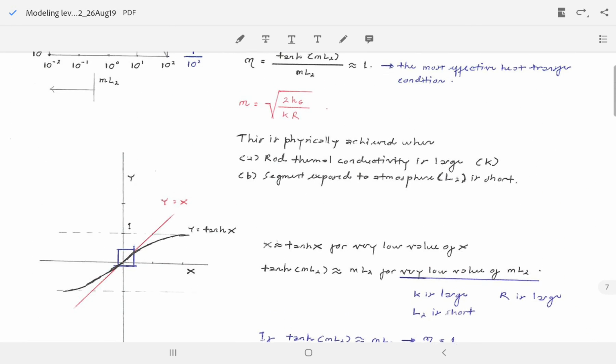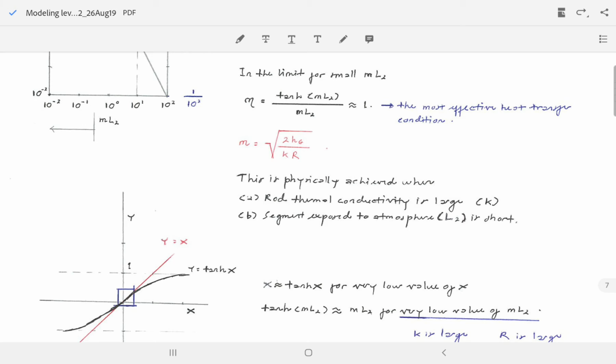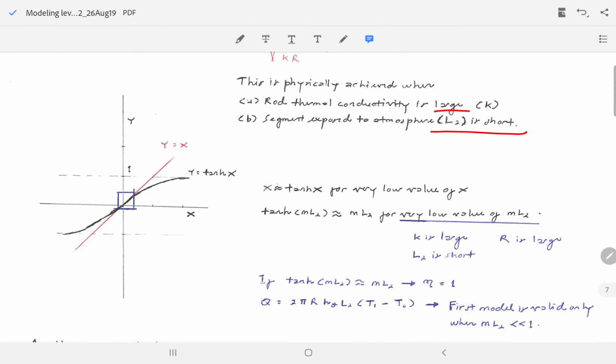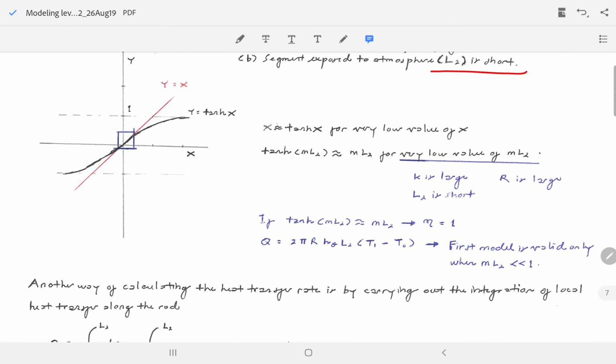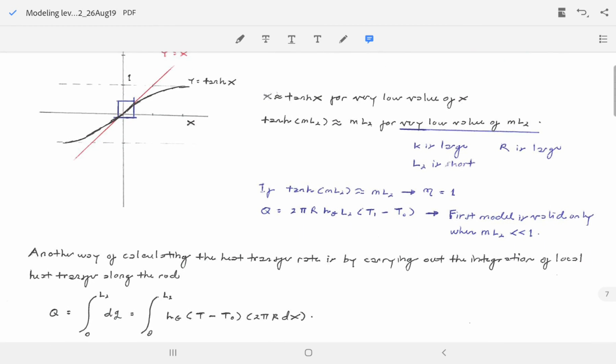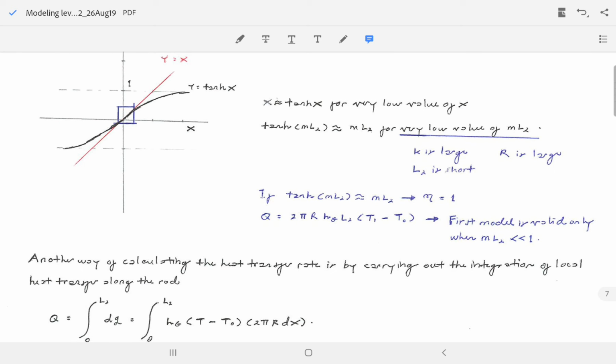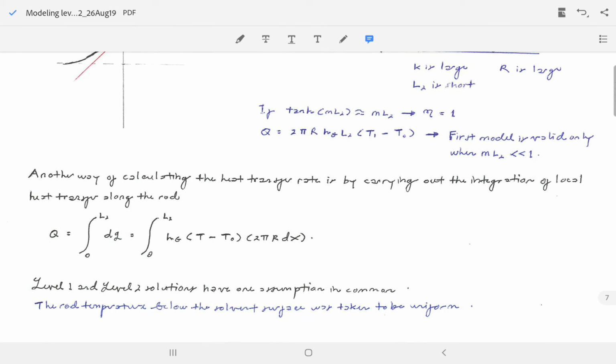Okay, so physically, what we can say here is that the result from modeling level 1 will be accurate if the rod thermal conductivity is large or if the segment exposed to the atmosphere is short. That's very important. In saying these things, meaning that if we go one level above, then we can understand how the modeling one level below will be accurate.